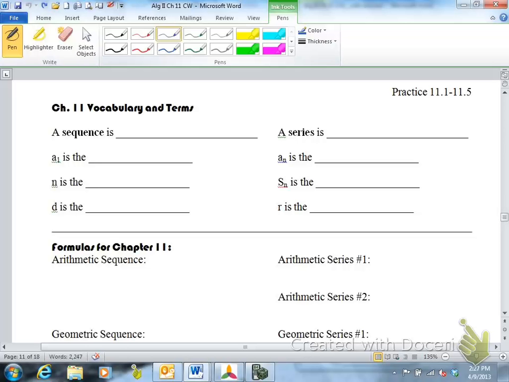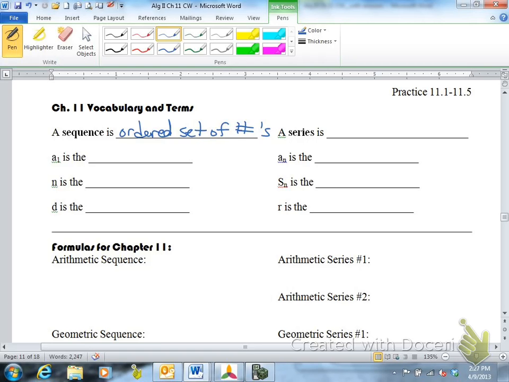Okay, so a sequence is an ordered set of numbers. A series is the sum of terms of a sequence.